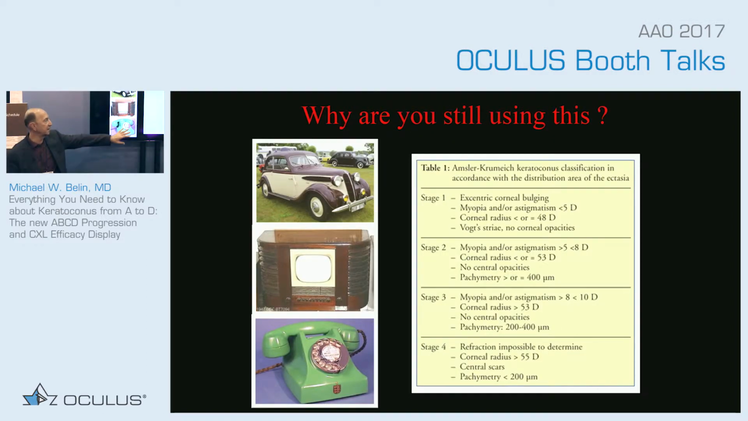And this has been the bane of my existence since fellowship, that we are the only field of medicine that uses a 70-year-old classification system. Can you imagine going to your oncologist and then saying, well, I'm staging you based on something from 1947? You would walk out of the office. But I will tell you, you will still hear people at this meeting use Amsler-Krumeich. It is an absolutely useless classification for a number of reasons.